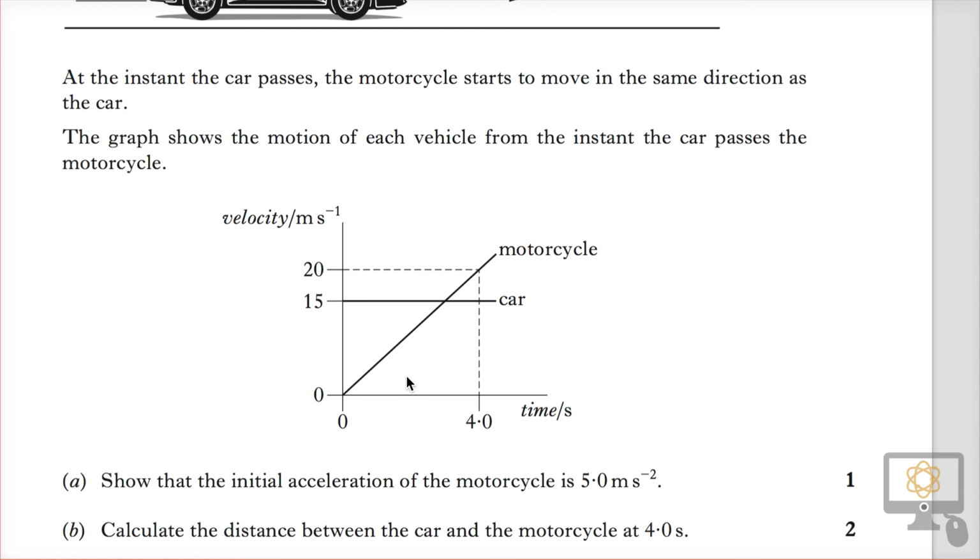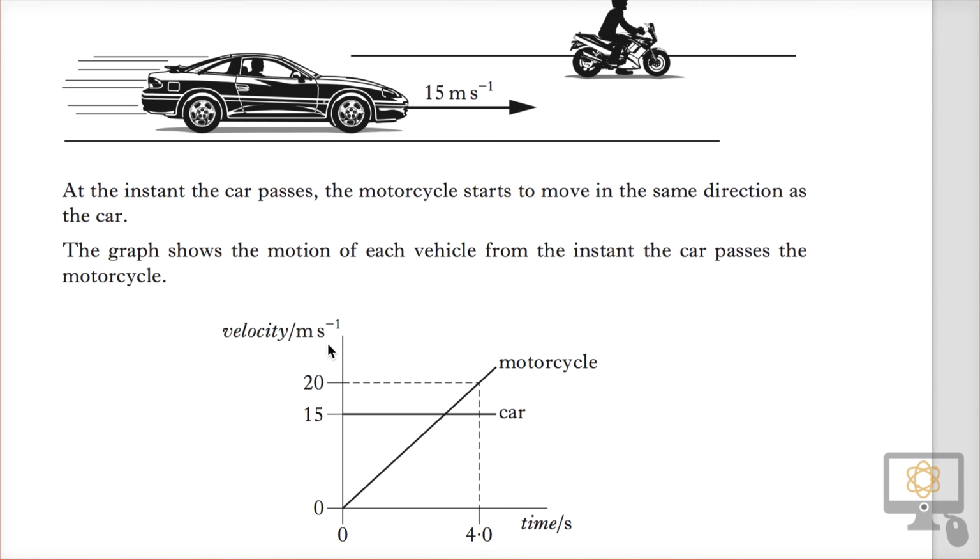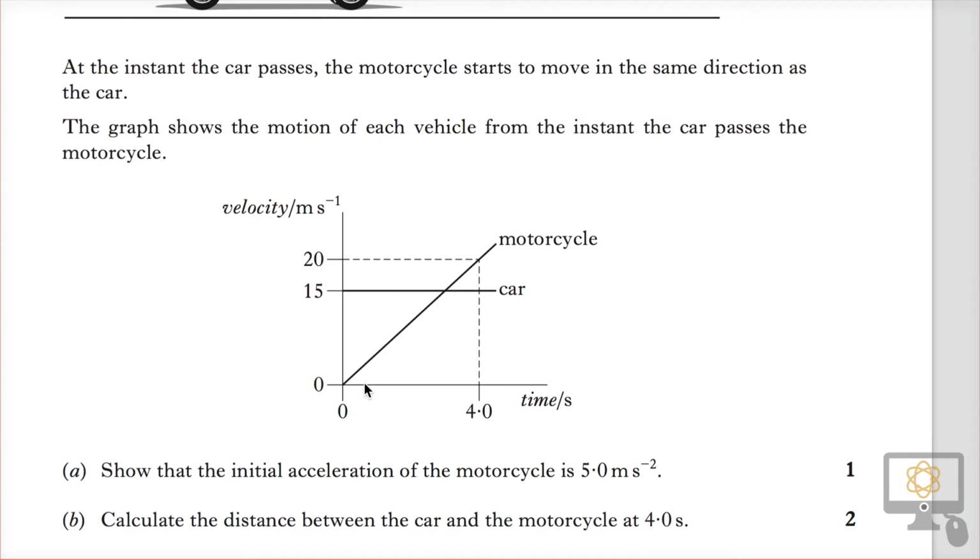We're going to be looking at question 21b from the 2013 Revised Higher Physics paper. The question relates to a car passing a motorcycle. The car is traveling at 15 meters per second. It passes the motorcycle, at which point the motorcycle starts to speed up and accelerate, and this graph shows the speed time or the velocity time for both the motorcycle and the car on the one graph.